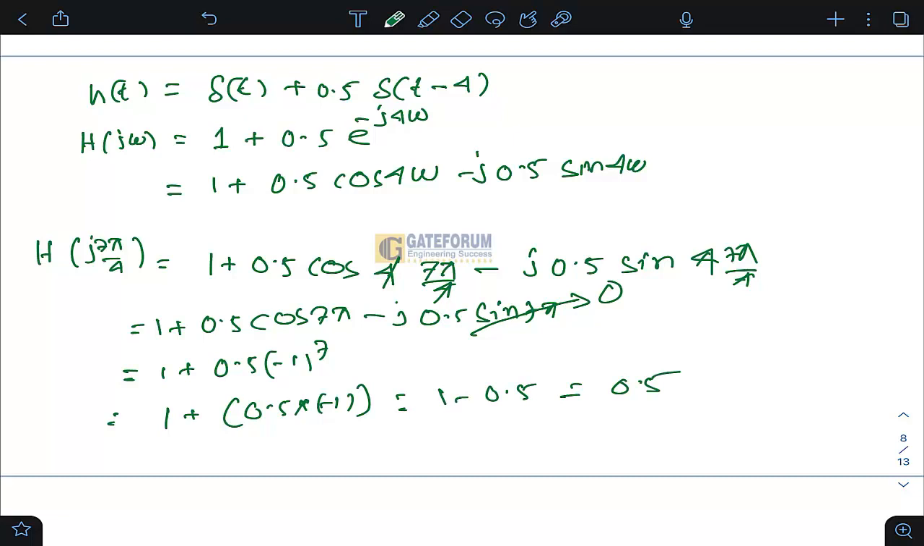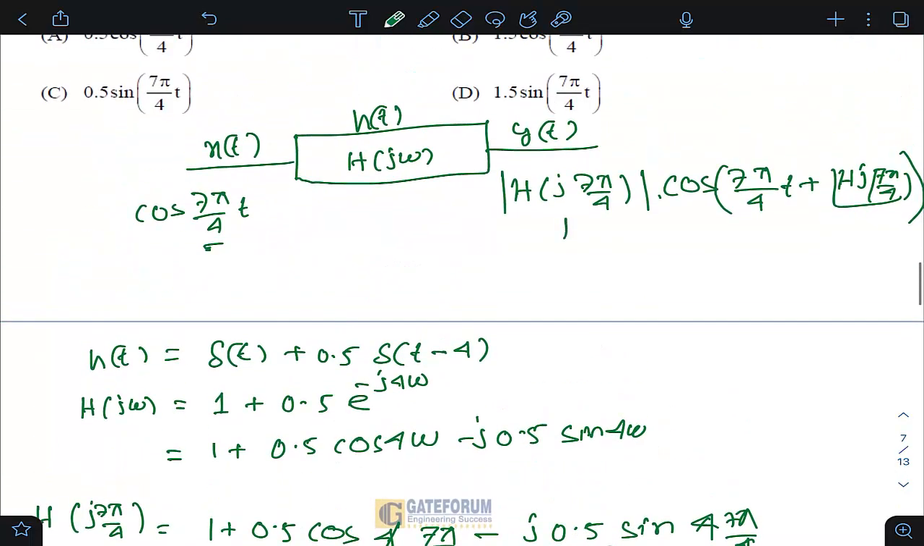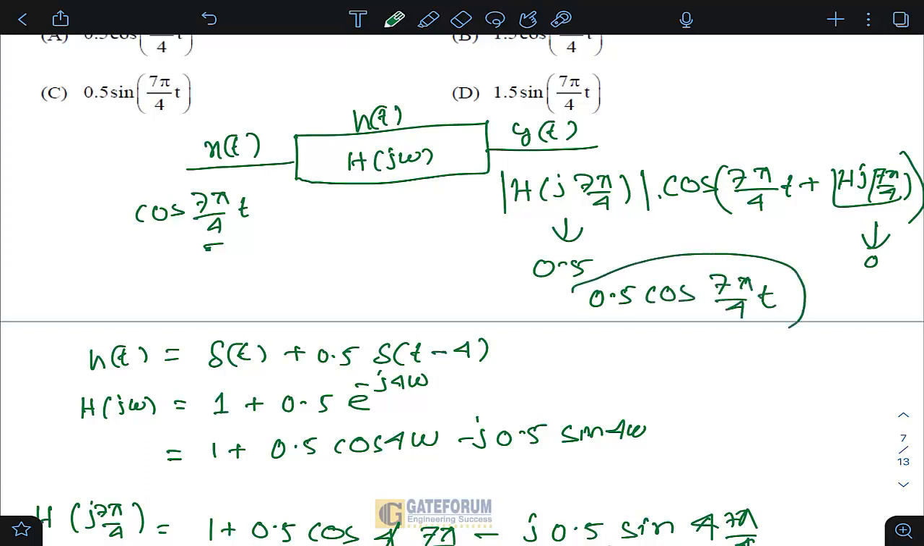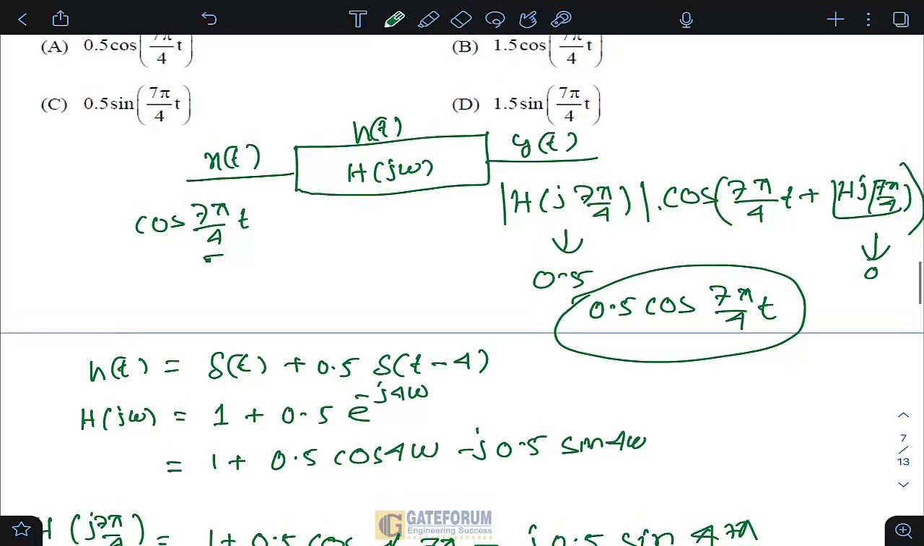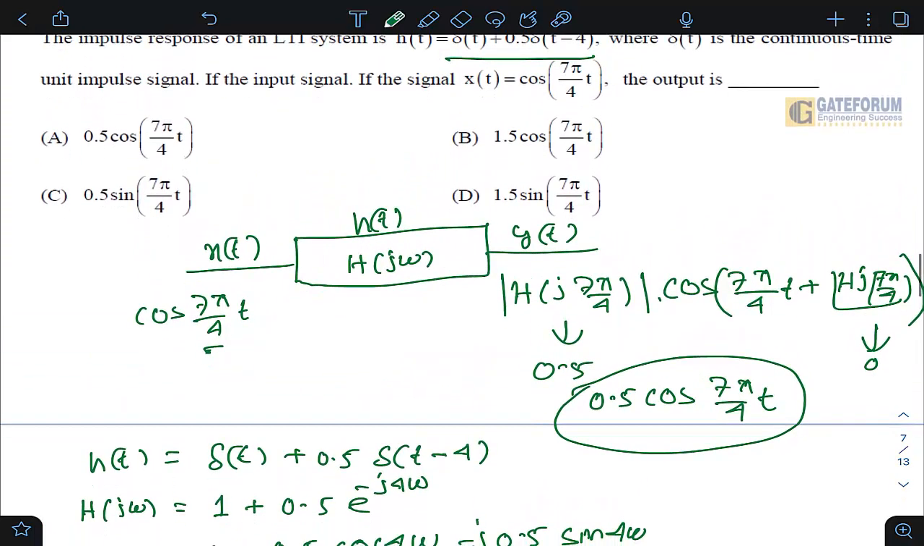So it's a real number we are getting. In other words, its phase is 0, so it is 0.5 at an angle of 0. So H of j 7 pi by 4 has magnitude 0.5 and phase 0. If I write it, the answer will be 0.5 cos of 7 pi by 4t. So this is what your output will be, 0.5 cos 7 pi by 4t. If you see, that is given in option A. So A is the right answer for this problem.